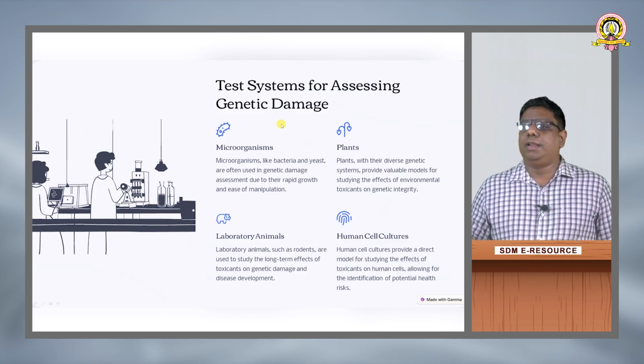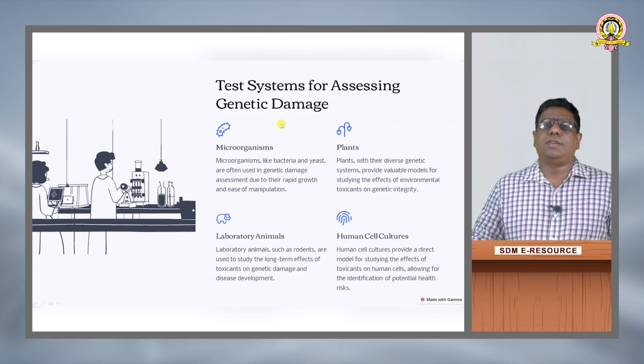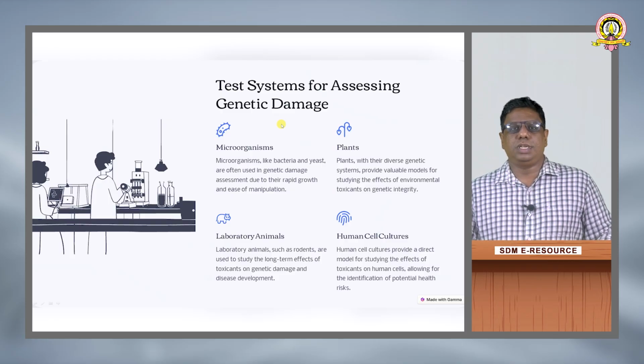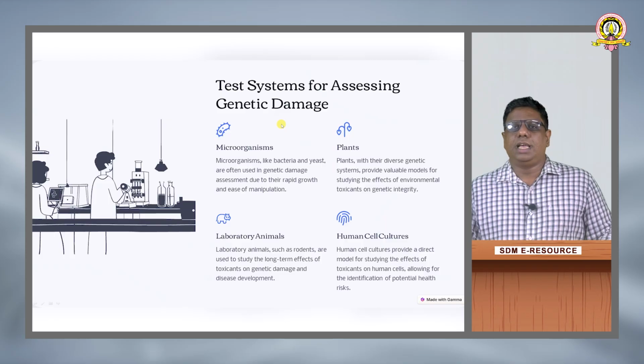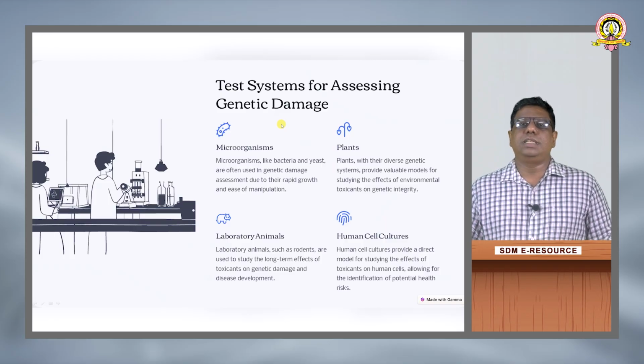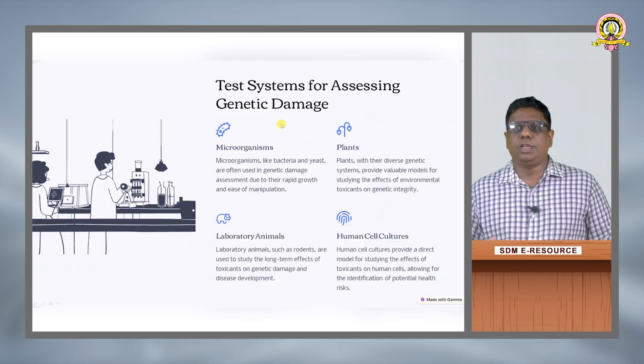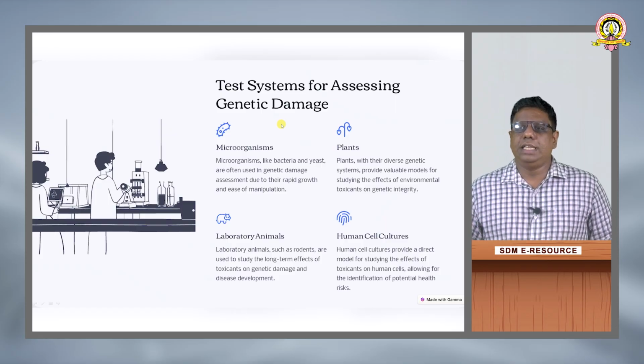Then we have laboratory animals. Several different laboratory animals are used for the detection of pollution, for example mice, rats, and guinea pigs. These are some of the animals used to detect pollution. There are many other examples, but some of the common ones are these animals.